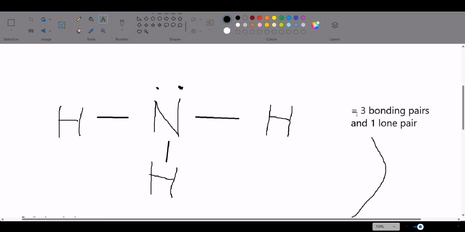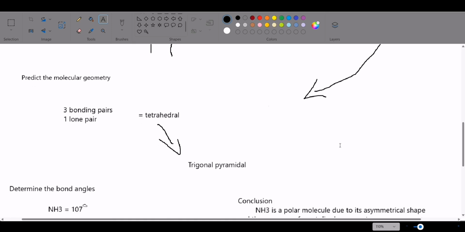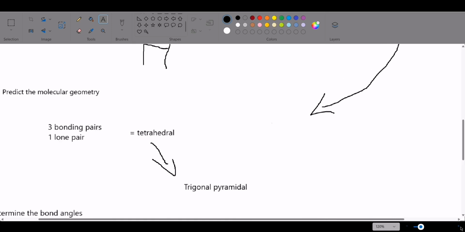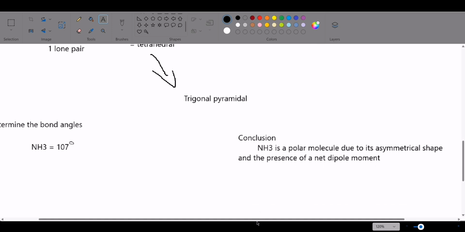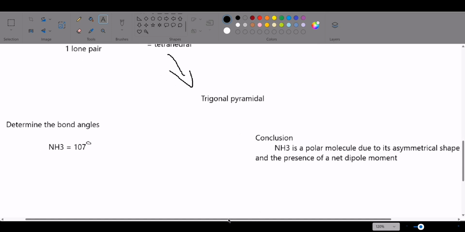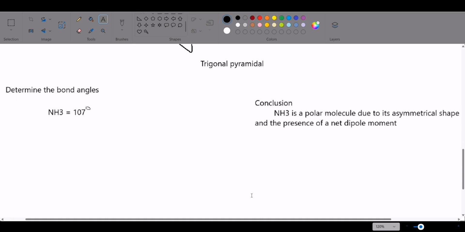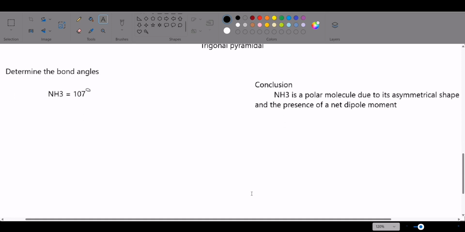We're gonna apply the VSEPR theory with 4 electron pairs around the central nitrogen atom. The electron pair geometry will be tetrahedral. However, because one of these pairs is a lone pair, the molecular geometry is trigonal pyramidal. The lone pair does not contribute to the molecular shape. Step 4 is to determine the bond angle, which is approximately 107 degrees. And since the molecule is asymmetric, due to the lone pair, the dipole moments do not cancel out, resulting in a polar molecule.